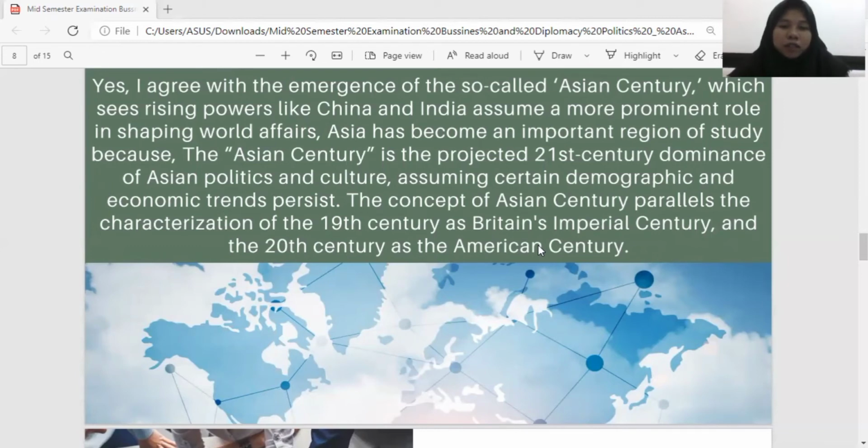The concept of the Asian century parallels the characterization of the 19th century as Britain's imperial century and the 20th century as the American century. A 2011 study by the Asian Development Bank found that 3 billion Asians could enjoy living standards similar to those in Europe today, and the region could account for over half of global output by the middle of this century.